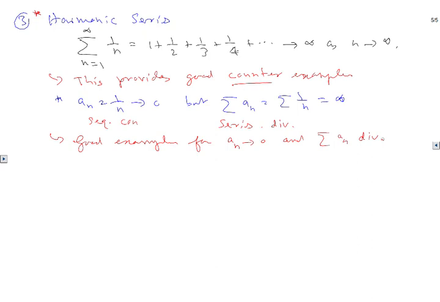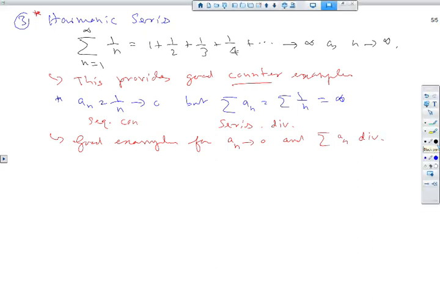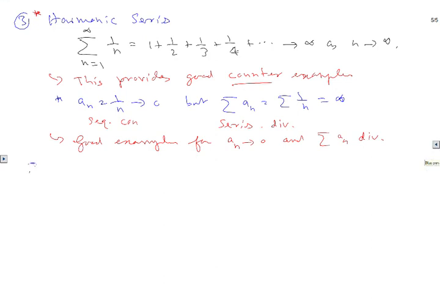Good. So let's do one example from this one. We don't need many. How about this one? Let's look at the series, n going from 1 to infinity, 1 over n plus 3. This may not look like the harmonic series because it doesn't start with that, but it is almost like the harmonic series.